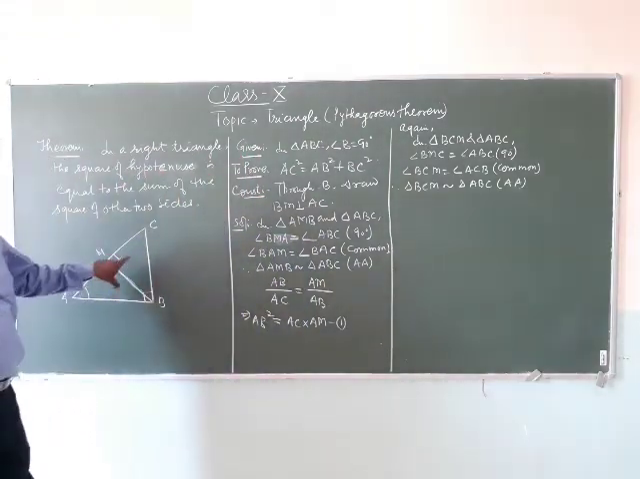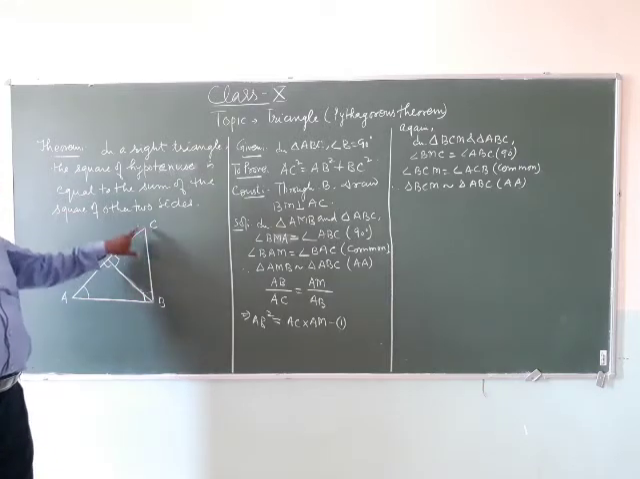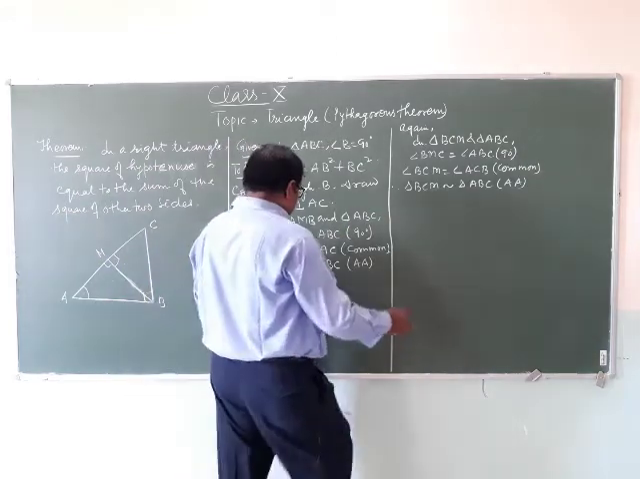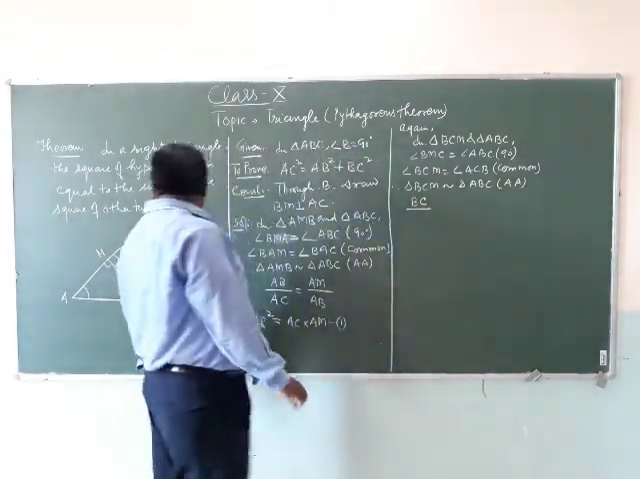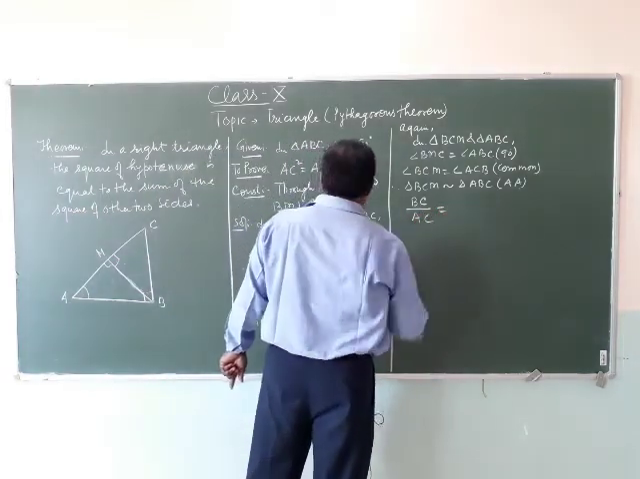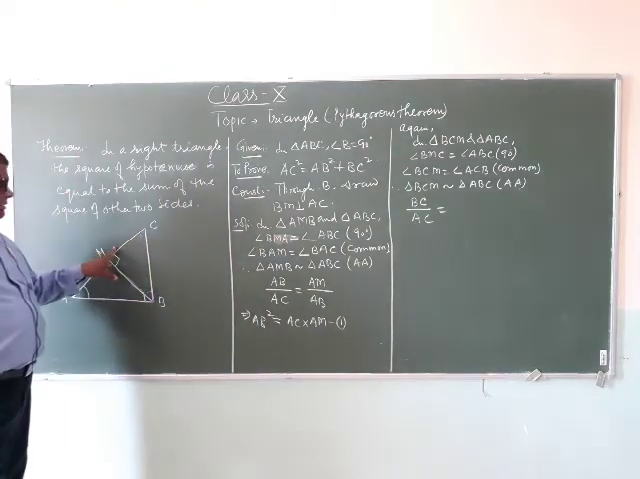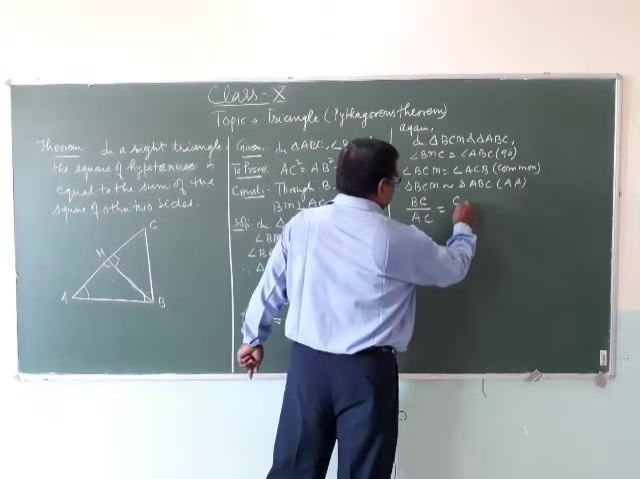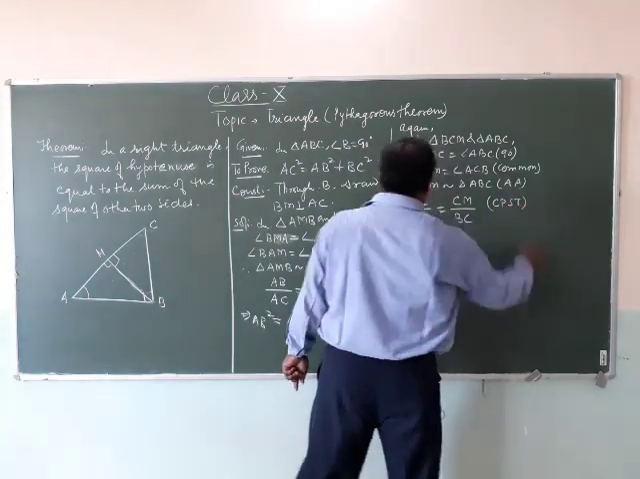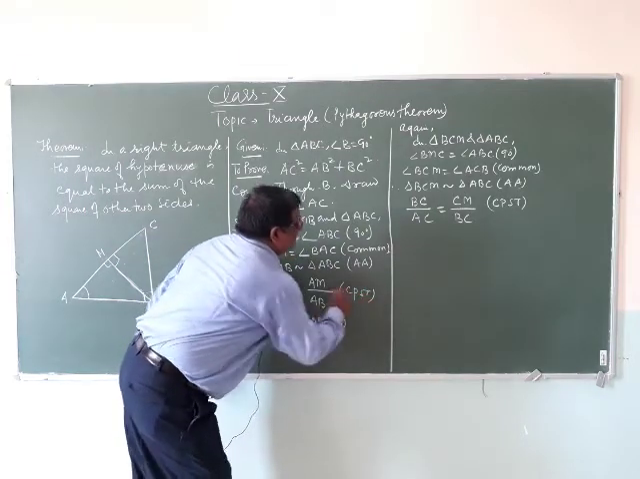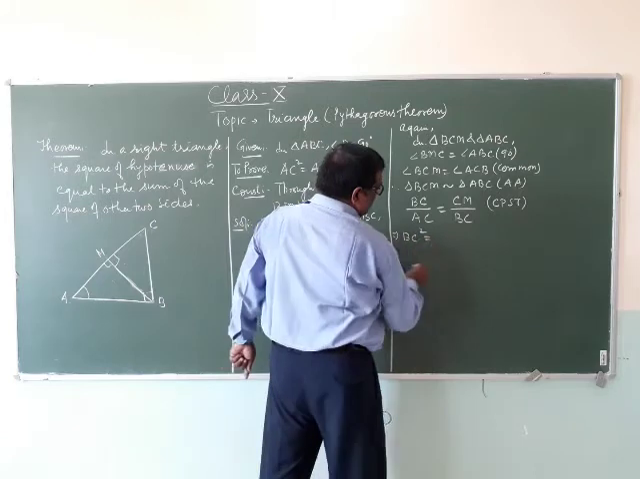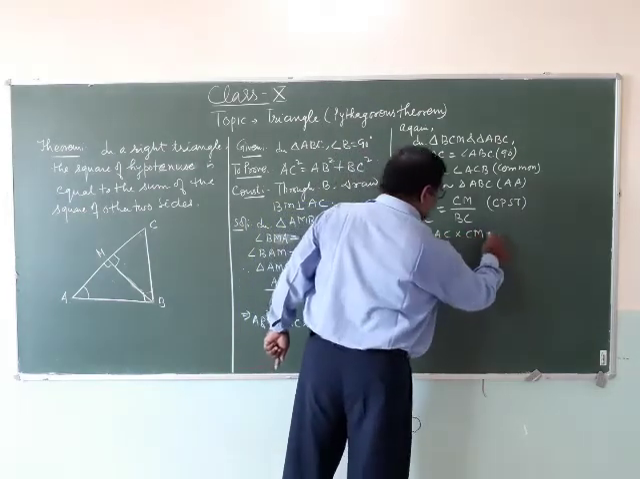Therefore, as triangle BMC is similar to ABC, angle BMC is 90 degrees, with opposite side BC, so BC upon AC is equal to CM upon BC, again the common angle, by CPST, corresponding parts of similar triangles. Now multiplying, BC into BC, this implies that BC square is equal to AC into CM. This is equation 2.